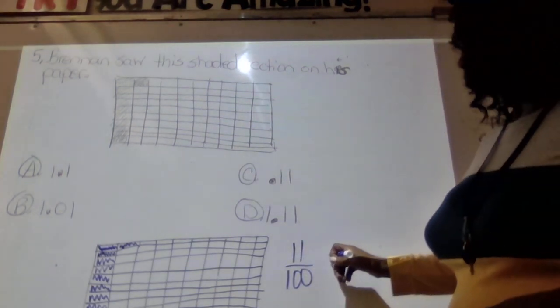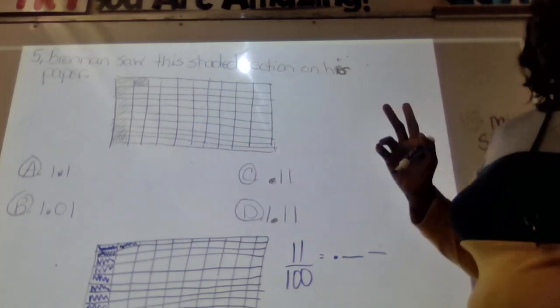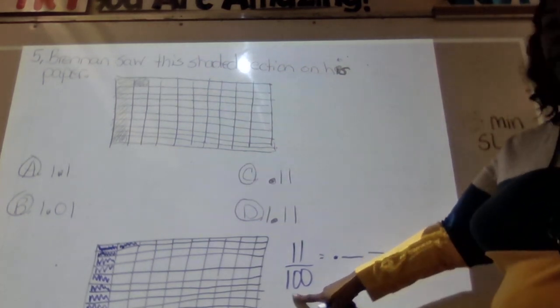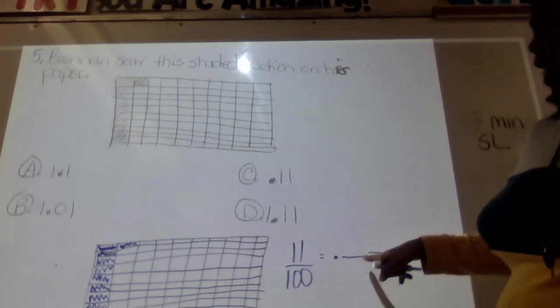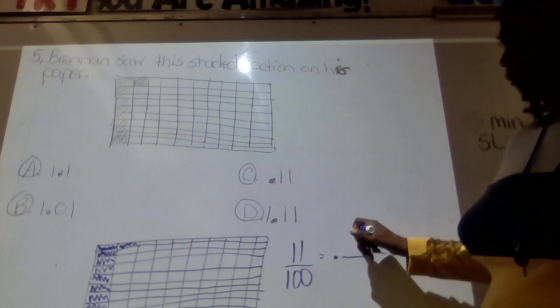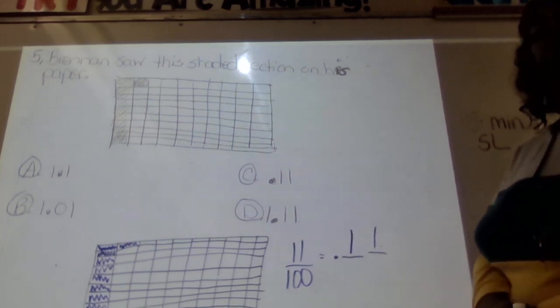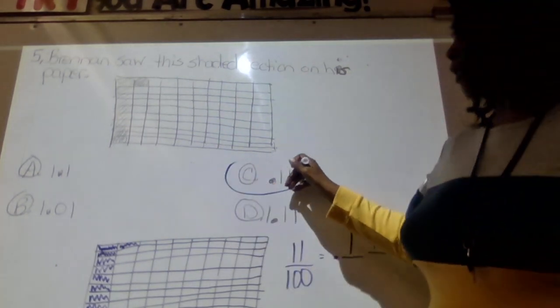As a decimal, we're going to put a decimal and 2 lines. Because we know the denominator is 100, and 100 has 2 zeros in it, this lets me know it has to be 2 numbers past the decimal. So that will be 0.11. And so the correct answer for this one would be C.